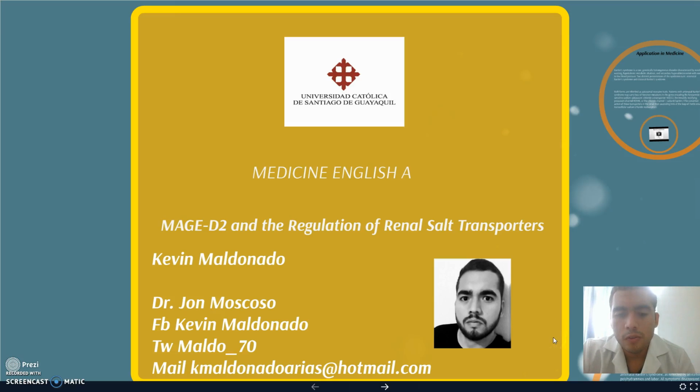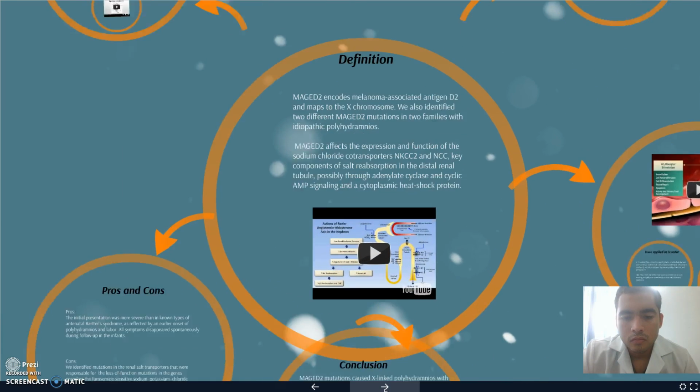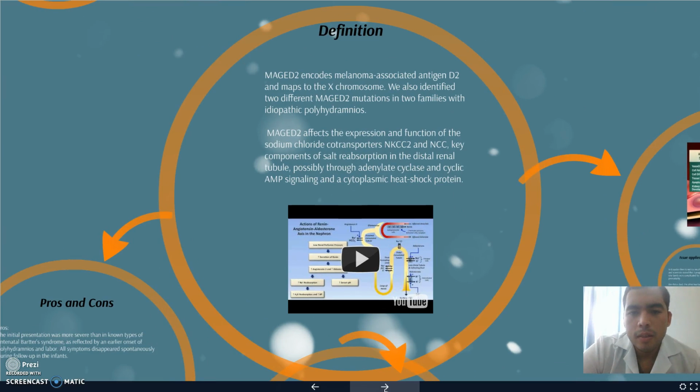Maged2 and the regulation of renal salt transporters. Maged2 encodes melanoma-associated antigen D2 and maps to the X chromosome. We also identified two different Maged2 mutations in two families with idiopathic polyhydramnios. Maged2 affects the expression and function of the sodium chloride cotransporters NKCC2 and NCC, key components of salt reabsorption in the distal renal tubule, possibly through adenylyl cyclase and cyclic AMP signaling and a heat shock protein.